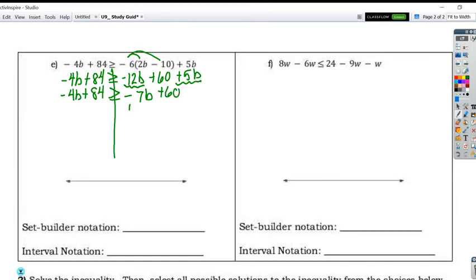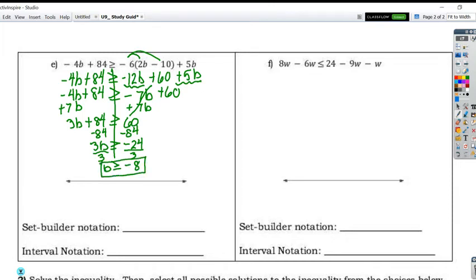I want to move all my variables to one side. I'm going to add 7b to cancel that negative, and what I do to one side, I've got to add the same 7b to the other side. So I've canceled on the right, combining these on the left for some arithmetic. I've got 3b then plus 84. This is greater than or equal to 60. I need to subtract that 84 from each side. So that 3b then is greater than or equal to negative 24 there. 60 minus 84 gives me negative 24. Got to double check my arithmetic. Divide both sides by my coefficient of 3, so b is greater than or equal to negative 8.